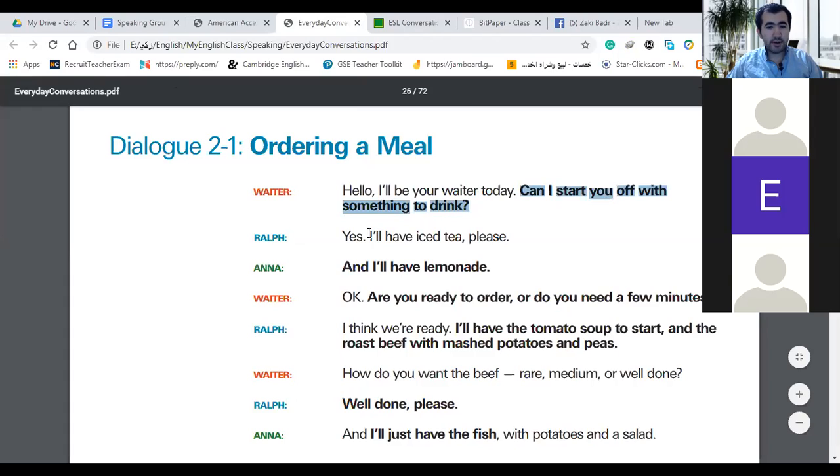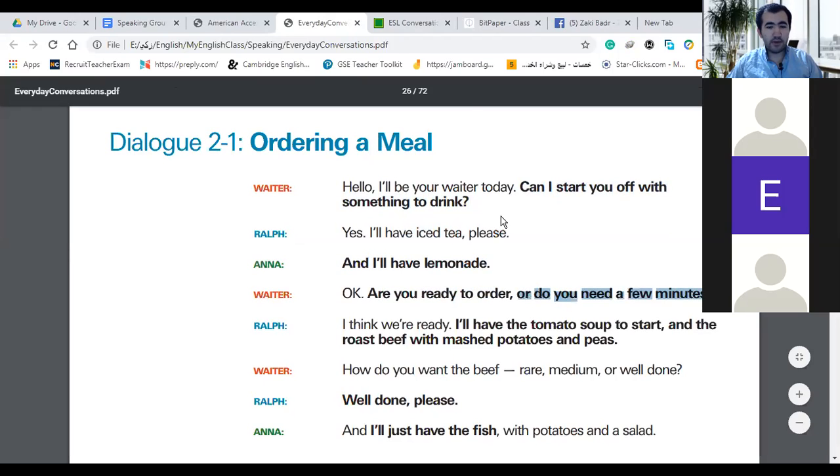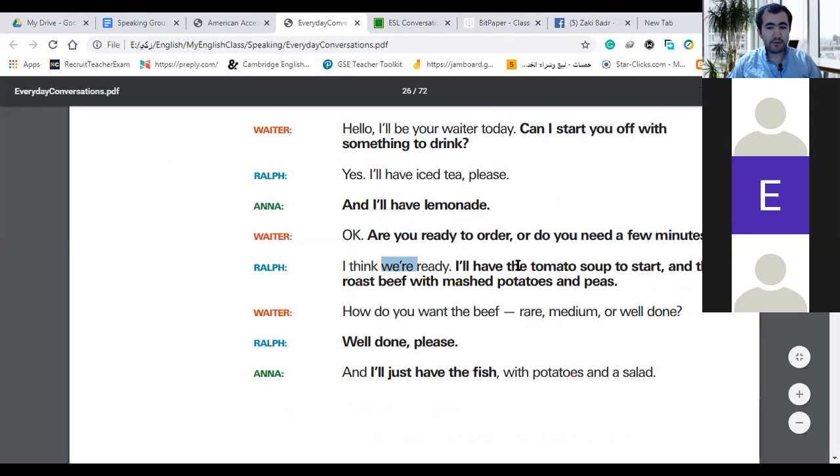and then you start your main dish. So yes, I will have iced tea, right? I will have lemonade. Are you ready to order, or do you need a few minutes? I think we are ready. I'll have ta-ta-ta, okay?